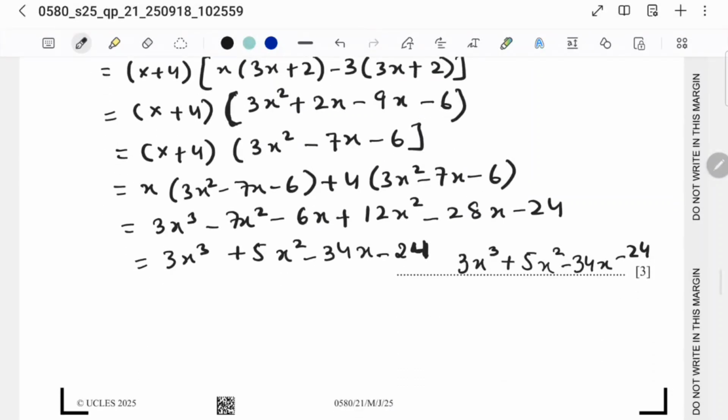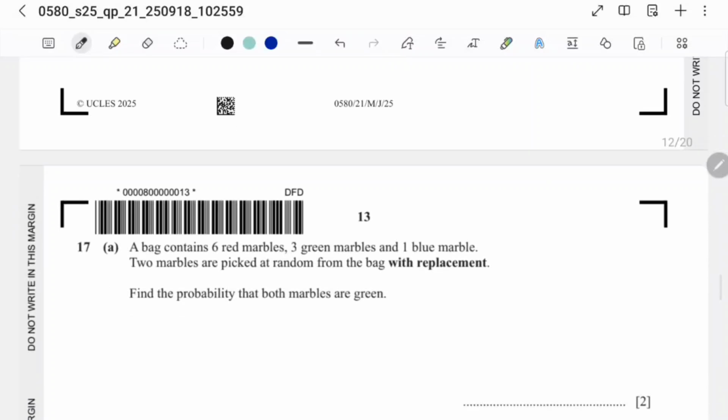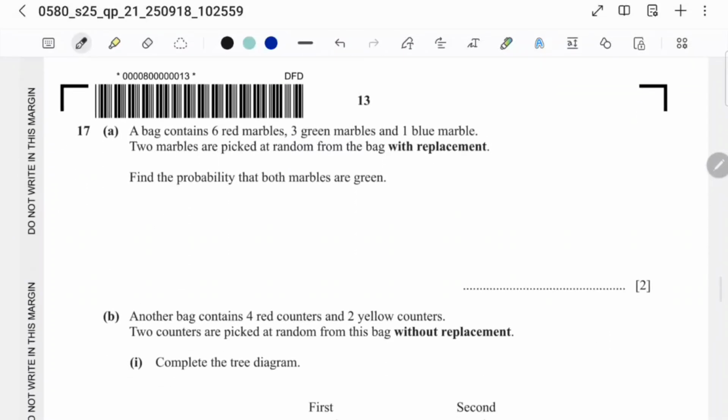It was question 16. Now we are moving to the next question 17. A probability question. A bag contains 6 red marbles, 3 green and 1 blue marble. 2 marbles are picked at random from the bag with replacement. It means the number of the marbles will not reduce. Find the probability that both marbles are green. For probability for green and green, we have here 3 green, 6 red.